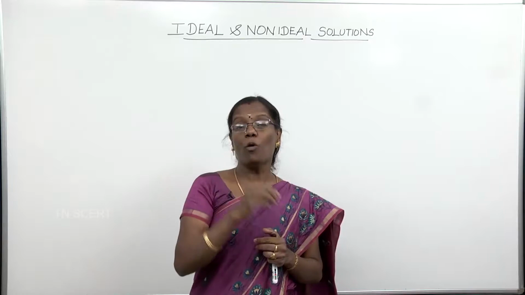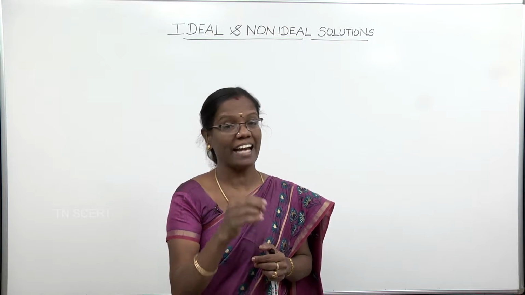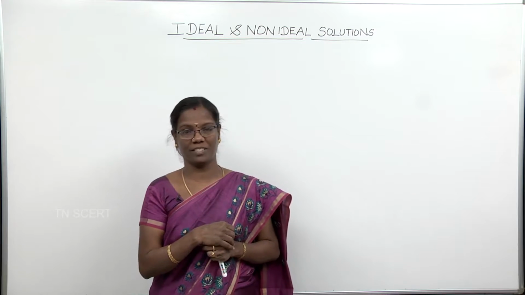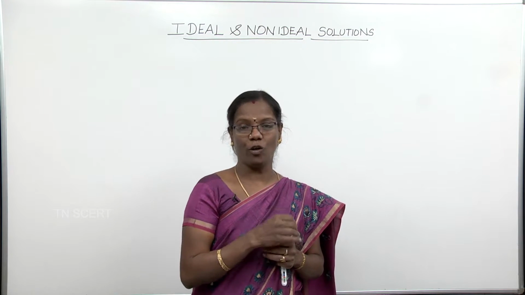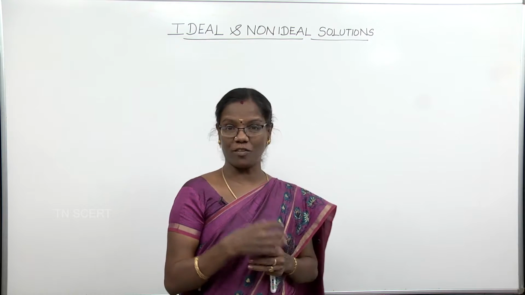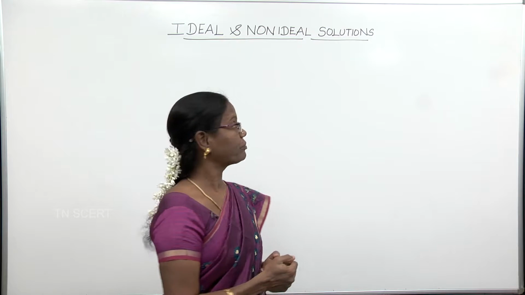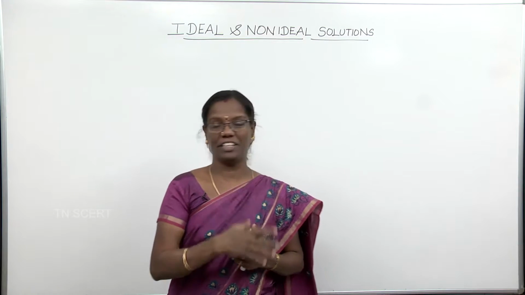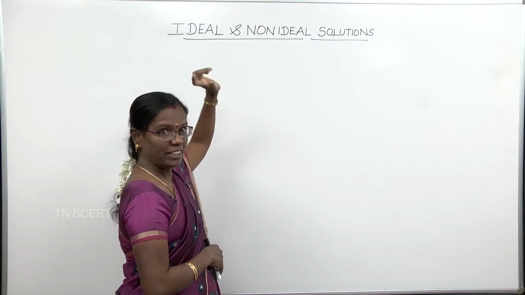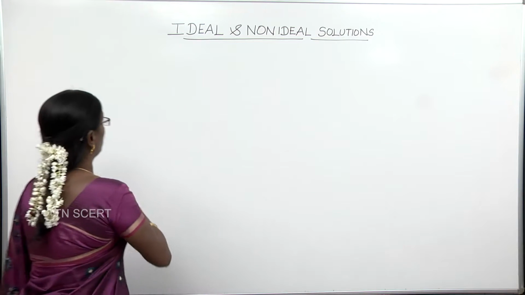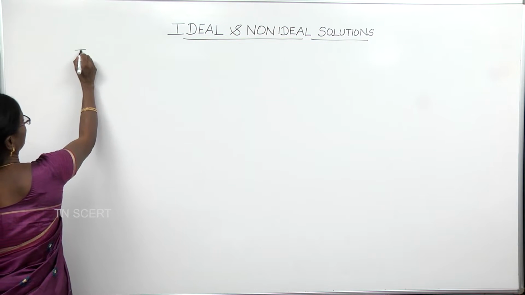Raoult's law states that the relative lowering of vapor pressure of a solution is equal to the mole fraction of the solute at that given temperature. That is, the relative lowering of vapor pressure of a solution is equal to the mole fraction of the solute at a given temperature. Let us deal with ideal solutions first. Okay, ideal solutions.